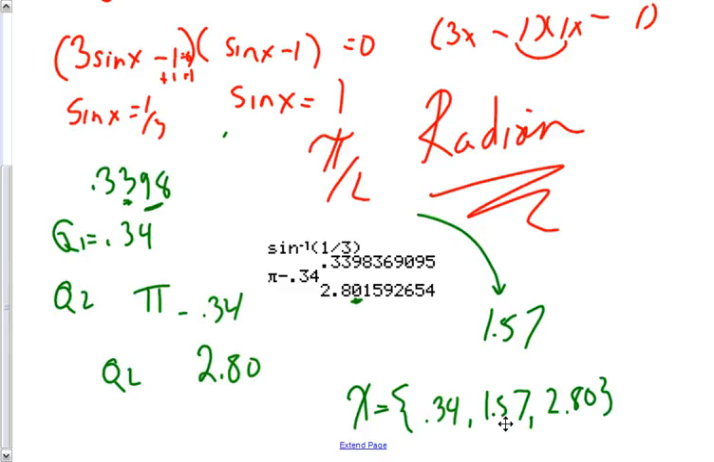It said nearest hundredth, so make sure you show the hundredths place on all of them. A lot of people will write this as pi over 2. Yeah, I know it's a better answer, it's exact. But if the directions say the nearest hundredth, write it as a decimal.